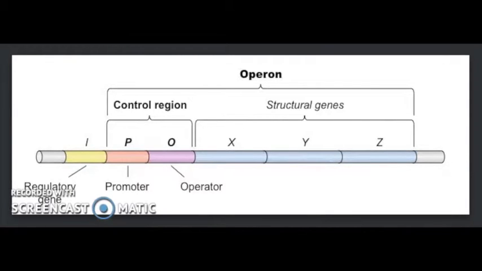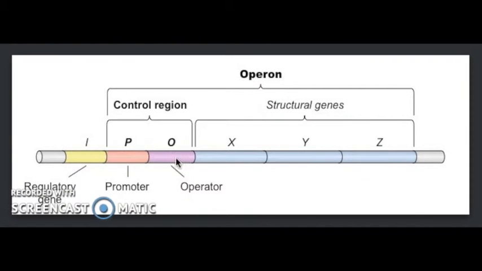Operons control gene expression. These are the components of an operon. Just upstream from the actual operon are regulatory genes. Regulatory genes code for repressors. Repressors, when they are active, bind to the operator and prevent transcription as they block RNA polymerase.